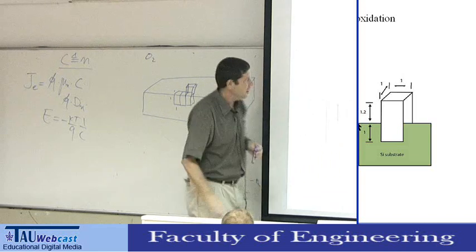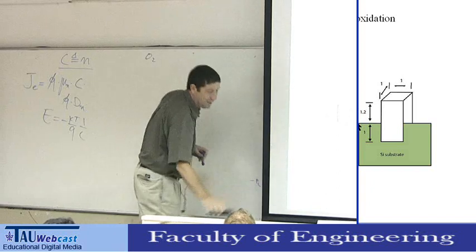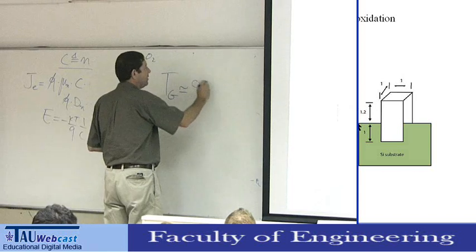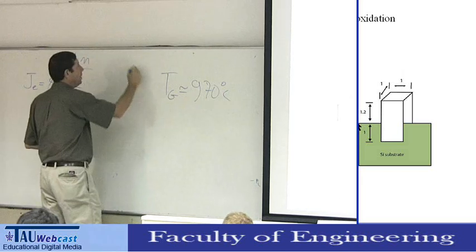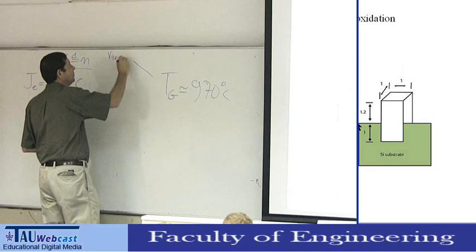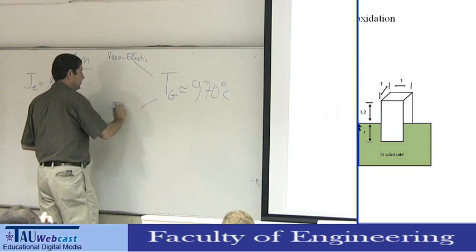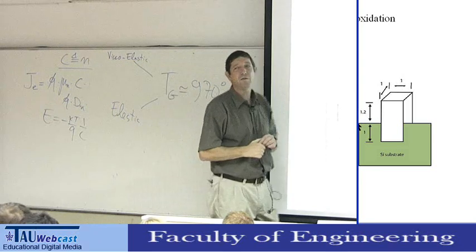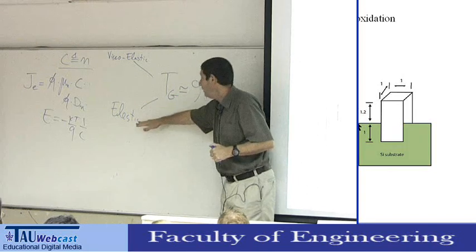The glass temperature of glasses, pure SiO2, thermal SiO2, is approximately 970 degrees Celsius. Above it, the material is viscoelastic. Below it, it's elastic. This is very typical of amorphous material, that they have something we call a glass temperature. So it's still a solid. Here it's a solid, here it's a solid.